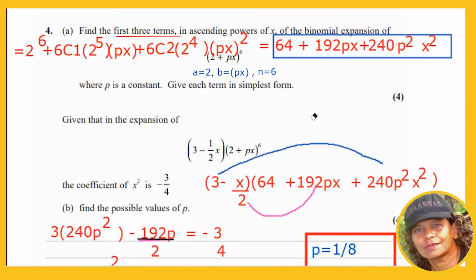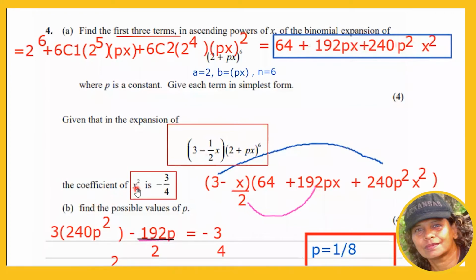So in part B, they have said, given that we have an expression (3 minus half x) into (2 plus px) to the power 6, and that the coefficient of x squared is minus 3 over 4. Now let's see how we can get the coefficient of x squared. So first I'm going to write down 3 minus half x, which is 3 minus x over 2, and multiply it by the expansion that I got from part A. So that would be (3 minus x over 2) into (64 plus 192px plus 240p squared x squared).